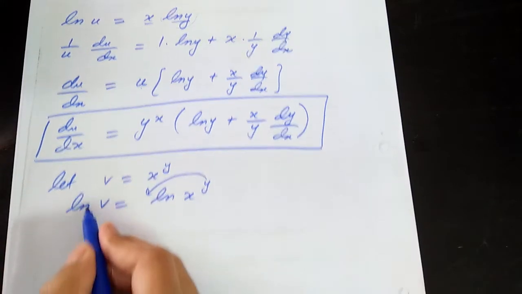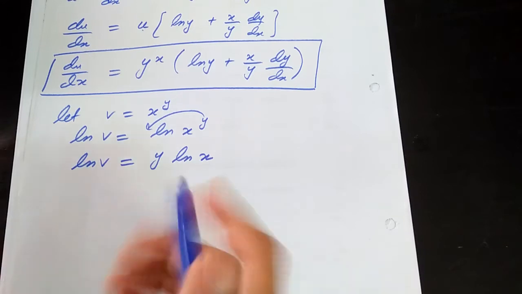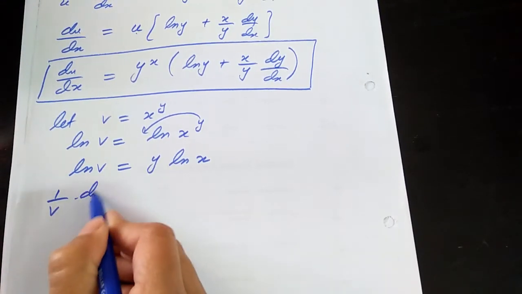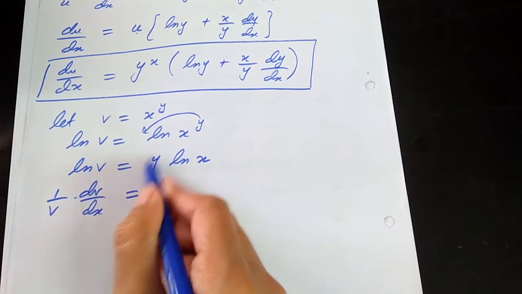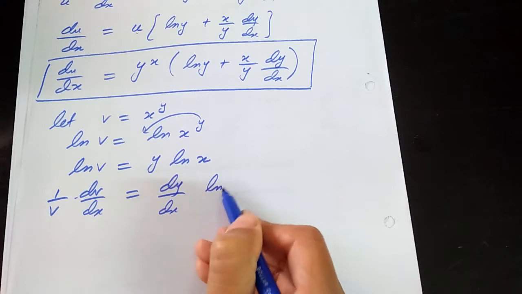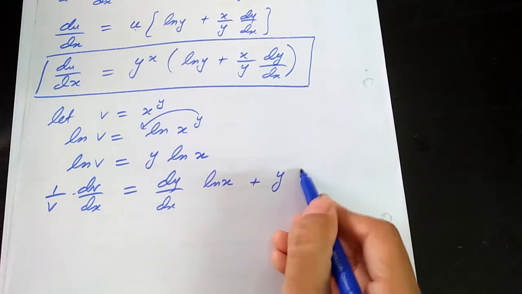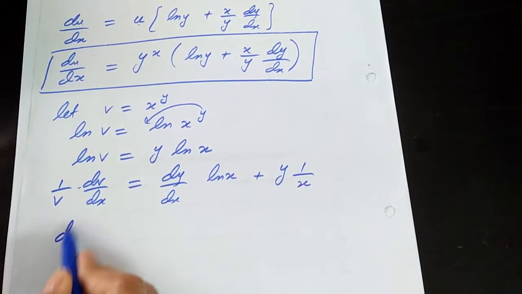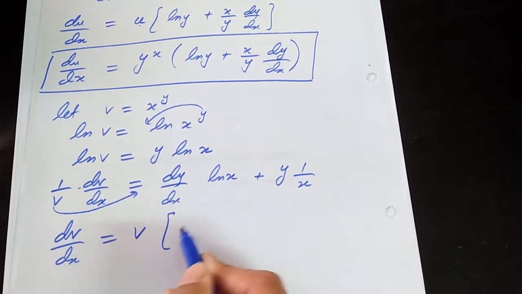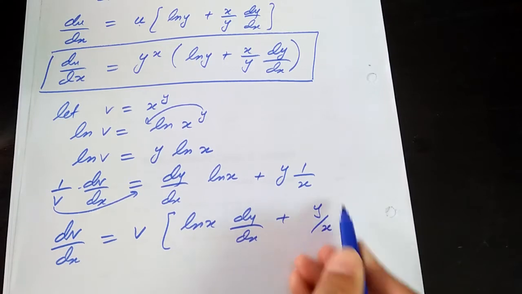Move it down, we'll get ln of v equals y ln of x. Now differentiate it: 1 over v dv by dx equals, first of all take the derivative of y, that is dy by dx, and ln of x will come as this, plus y will be as this, and the derivative of ln x is 1 over x. So this will give us dv by dx, move it on the other side, equals v times ln x dy by dx plus y over x.